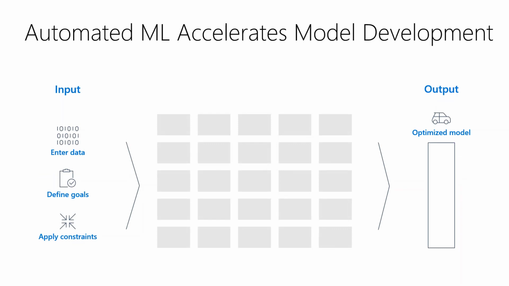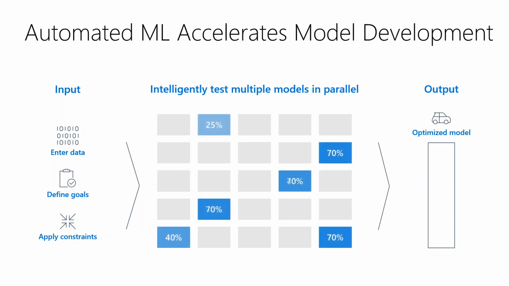So it's going to accelerate your model development. You have the input goals, you define your assumptions. It's going to intelligently test multiple models in parallel. That's the idea here. And the idea, instead of having to rerun this every time with different parameters, as one may often do, it will already do a lot of that testing for you. It doesn't mean you have to stop here at 95%.